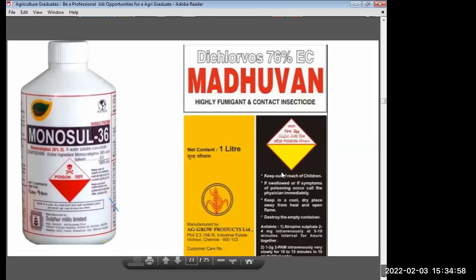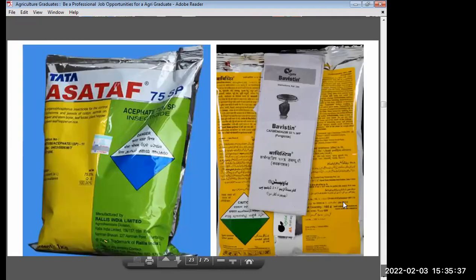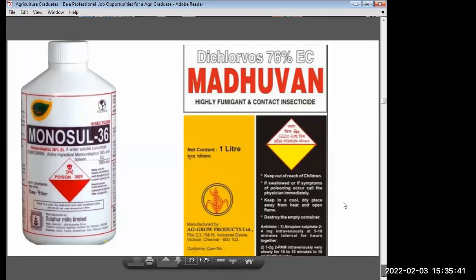This is monosulf. It is a product. It contains monocrotophos. There is 36 SL. 36 means it contains 36% of the material. Suppose in 100 ml of the container, there may be 36 ml of the poison. Likewise, dichlorvos is available as 76 EC. In this, 76 ml of chemical is there, made up to 100 ml of the formulation. And one more thing is, it has a red label. Red label means it is highly toxic to human beings. We must handle them carefully, away from children.